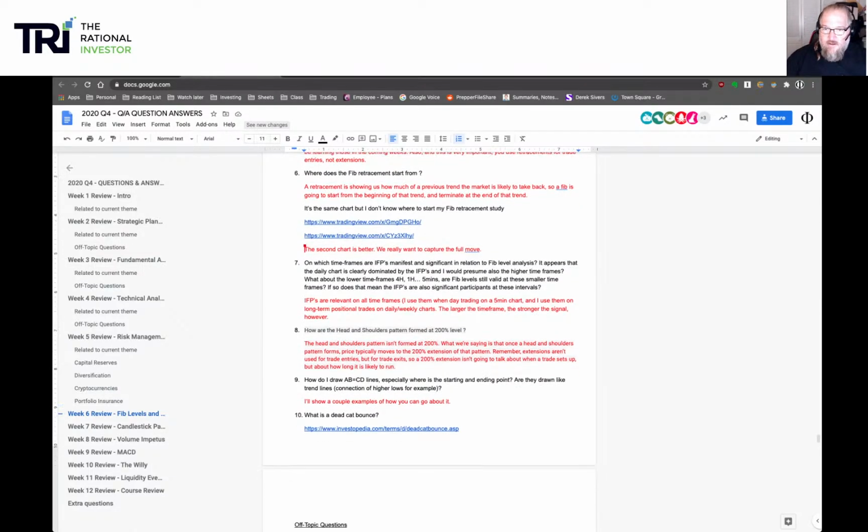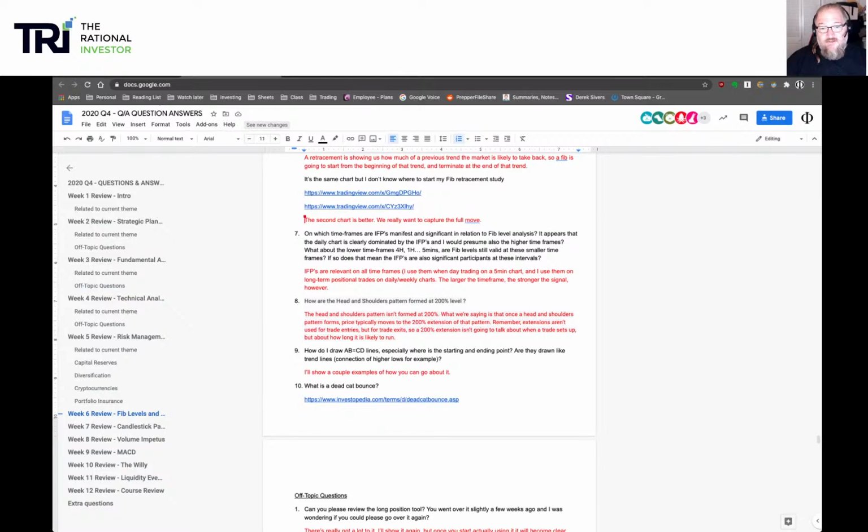All right. How are head and shoulders patterns formed at the 200% level? They're not. The 200% level is an extension. That's talking about when we get out of a trade, not when we get into a trade. The head and shoulders pattern isn't formed at 200%. What we're saying is that once a head and shoulders pattern forms, price typically moves to 200% extension of that pattern. Remember, extensions are not used for trade entries, but for trade exits. So the 200% extension isn't talking about when a trade sets up, but about how long it's likely to run.